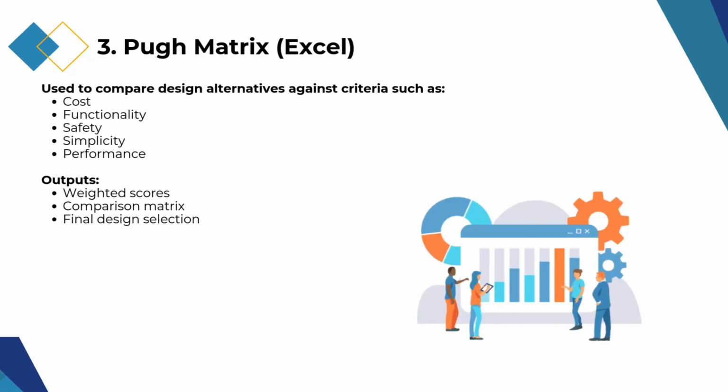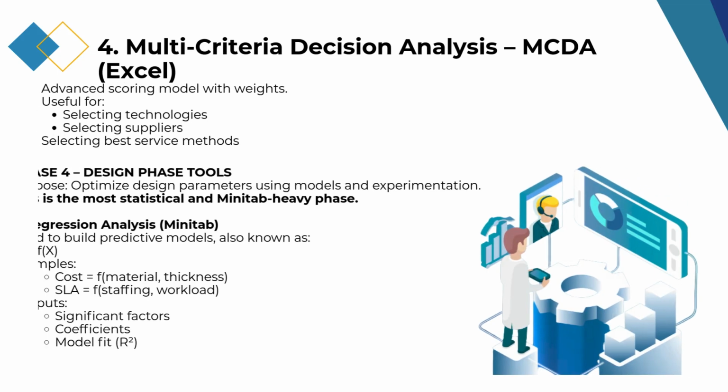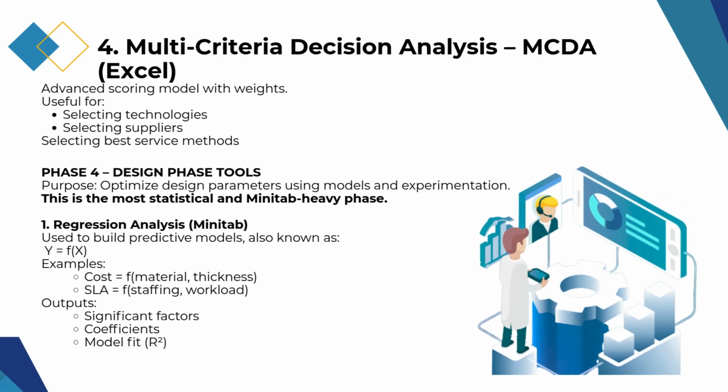A Pugh matrix in Excel is used to compare design alternatives against criteria like cost, functionality, safety, simplicity, and performance. It produces weighted scores and a comparison matrix. Helps identify the best design option based on objective evaluation. MCDA, multi-criteria decision analysis, in Excel uses weighted scores to select the best option. Useful for choosing technologies, suppliers, or service methods.